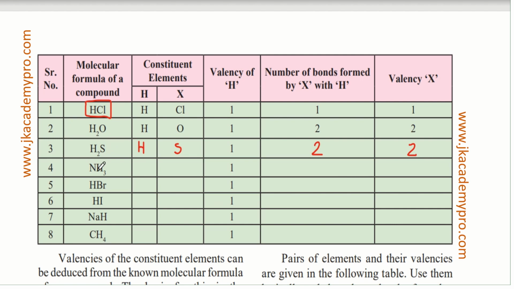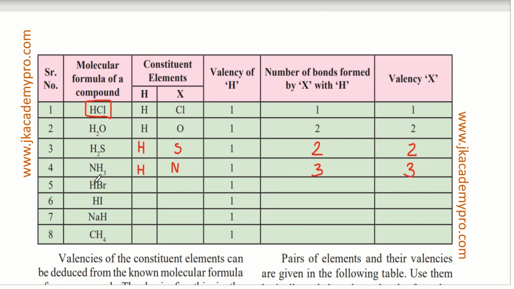The next example is NH3. This is ammonia. The ammonia molecular formula is NH3 where the constituent elements are H, that is hydrogen, and N, that is nitrogen. The valency of hydrogen we know is 1, and here 3 hydrogen atoms are able to form a bond with one atom of nitrogen. Therefore, we know that the valency of nitrogen is 3.